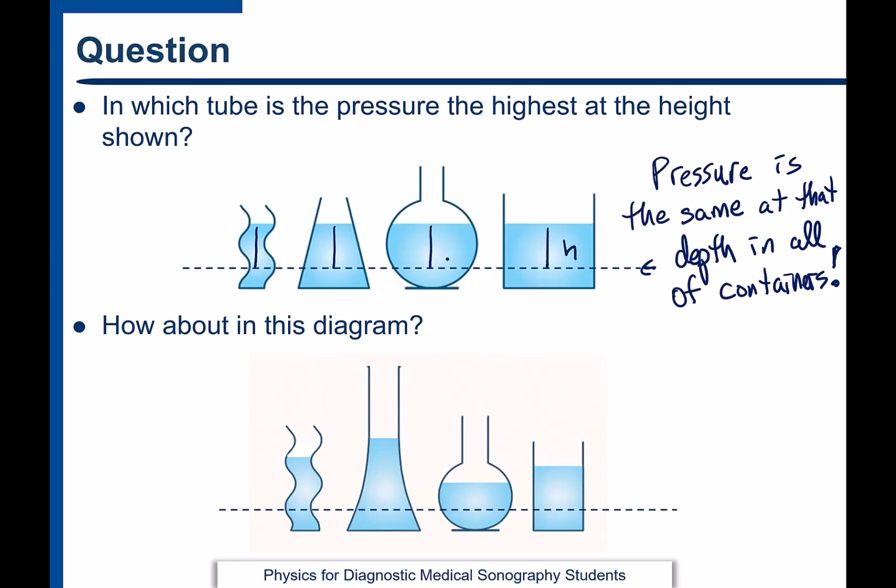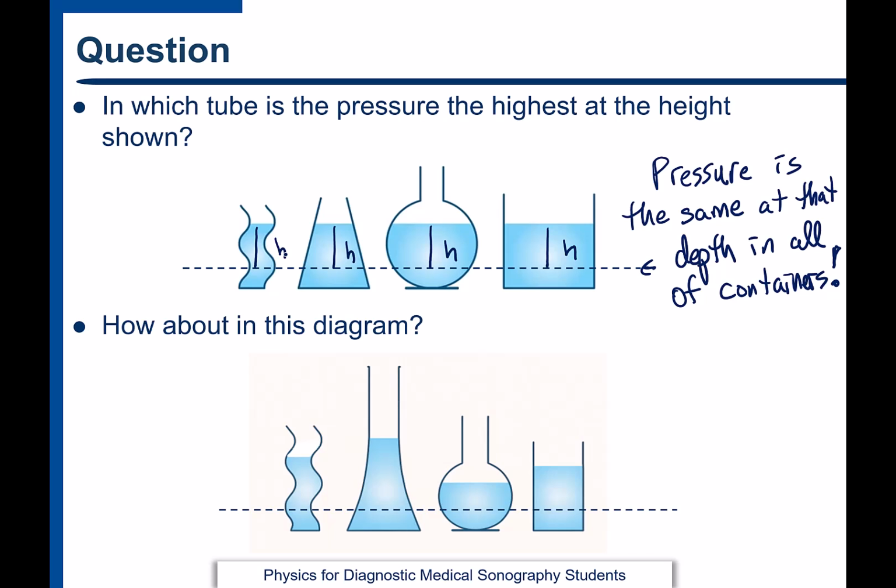same. We saw that when we talked about the swimming pool, the shape of the swimming pool doesn't matter. The only thing that matters is the depth of the pool. And so this is really just another example of that. The shape of the container doesn't matter. Simply the depth down from the surface is what is going to determine the pressure at that point. So the pressure in all of those containers would be the same at that dotted line.